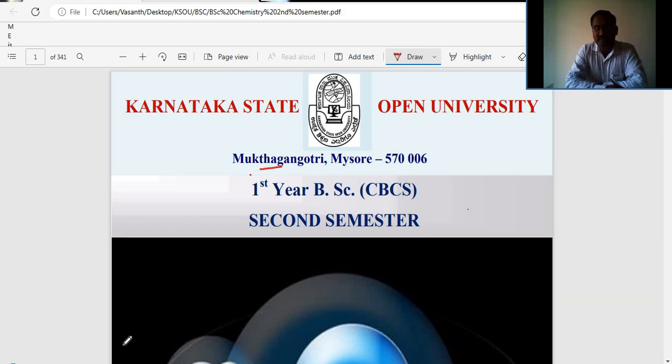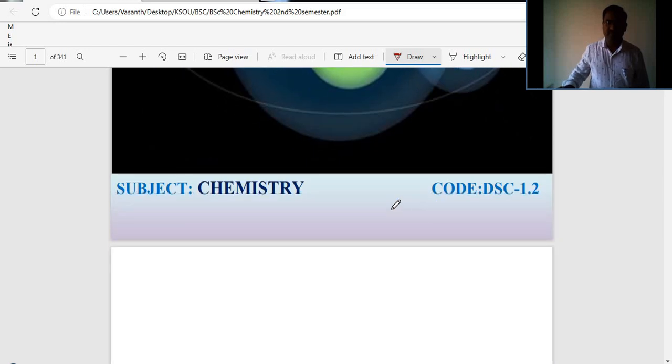This is the class for Karnataka State Open University, first year BSc, CBCS scheme, second semester. Subject: chemistry, code is DSC 1.